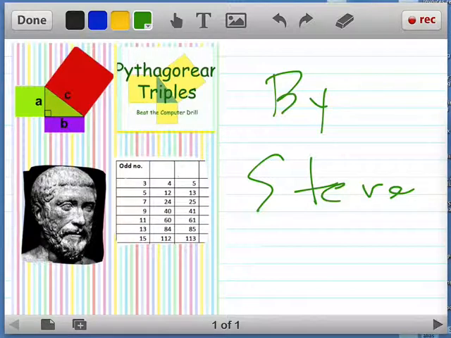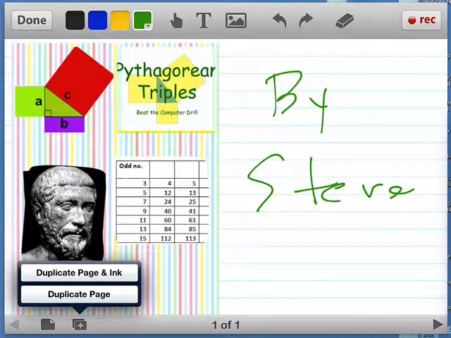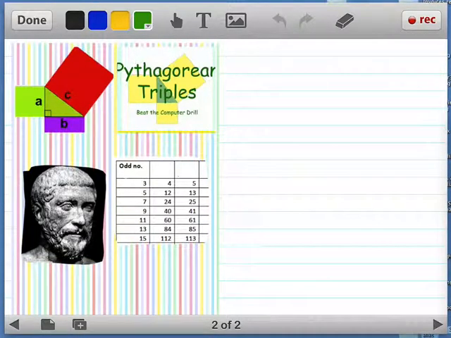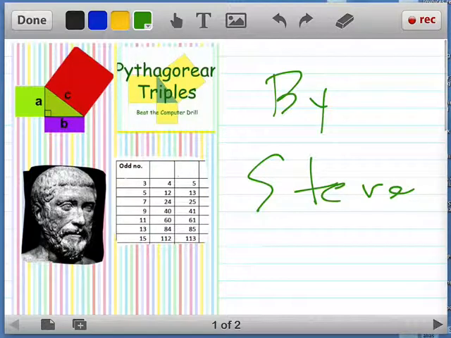And that's the reason why when you go to duplicate, you can duplicate just the page, and if I do that, I get this, or you can duplicate the page and the ink, and then I have the "by Steve" and I have the ink that's on there. So the ink is a separate layer than the graphic that's on there.